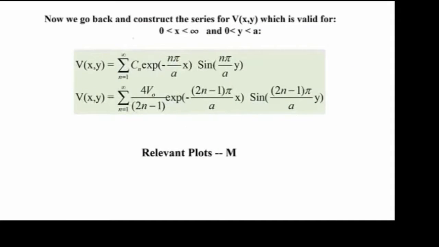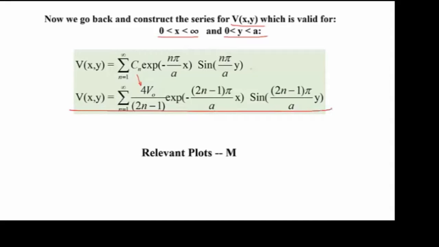Let's go back and construct the series for the full potential as a function of x and y. And this is valid for x between 0 and infinity, and for y between 0 and a. And remember, it's independent of z. So we have then the full solution, which I wrote in terms of c sub n's, and then I put in the c sub n. So this is the potential.